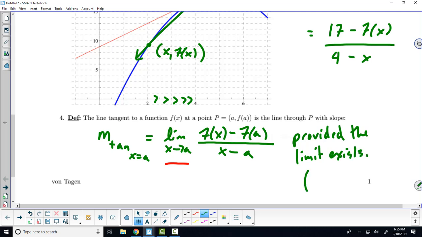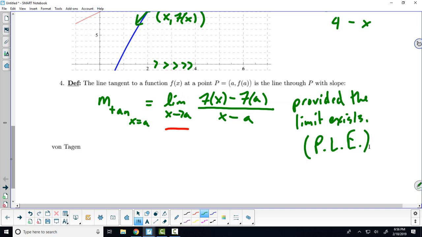Okay. From here on out, I'll just write PLE, provided the limit exists. Okay.